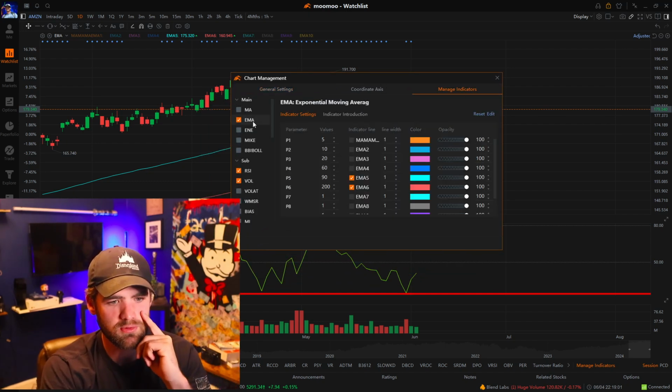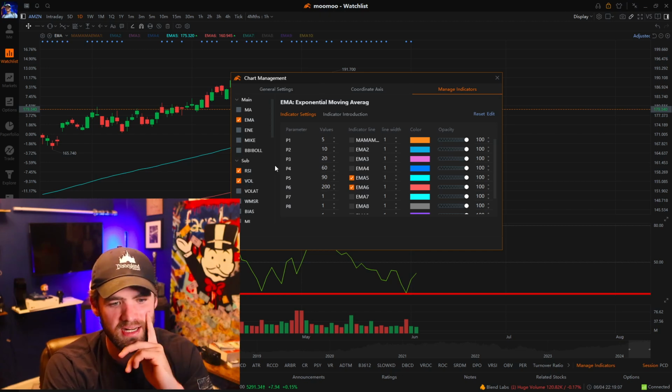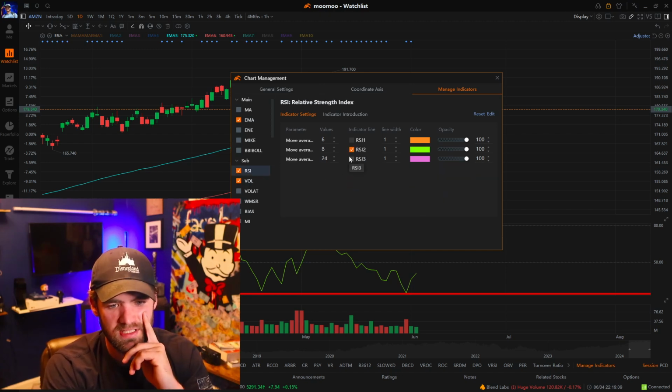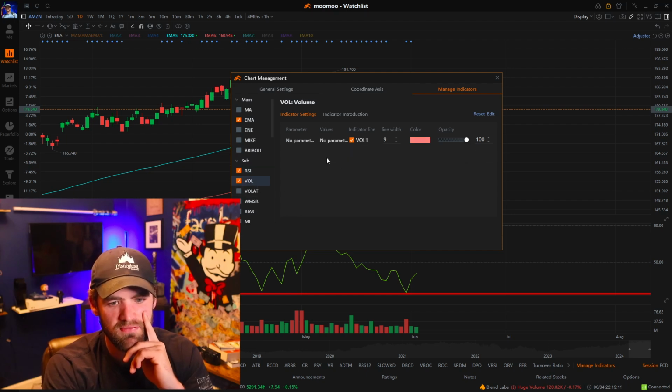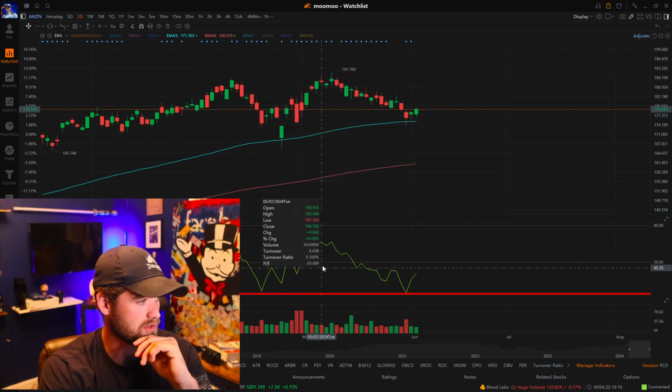Now from there, you guys will notice I have the EMA clicked, and then I have the 90 and the 200 EMA lines. So that's pretty much it. The next thing that I have is the RSI lines and the volume lines. Now, the RSI line is this green line down on the bottom.